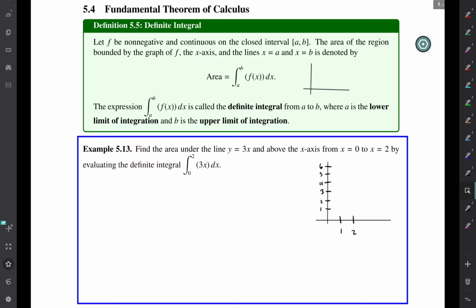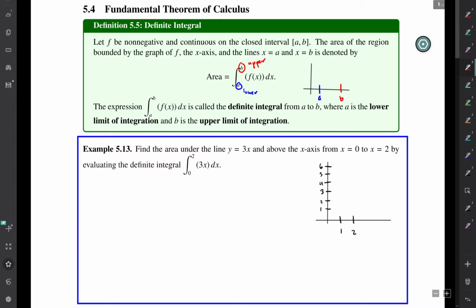Alright, definition 5.5 gives us the definition of a definite integral. All the integrals we've been looking at thus far have been indefinite, which means that we've been adding a constant of integration. But with a definite integral, we are given definite bounds. We have an upper bound, b, and we have a lower bound, a. So a is called the lower bound, and b is the upper.